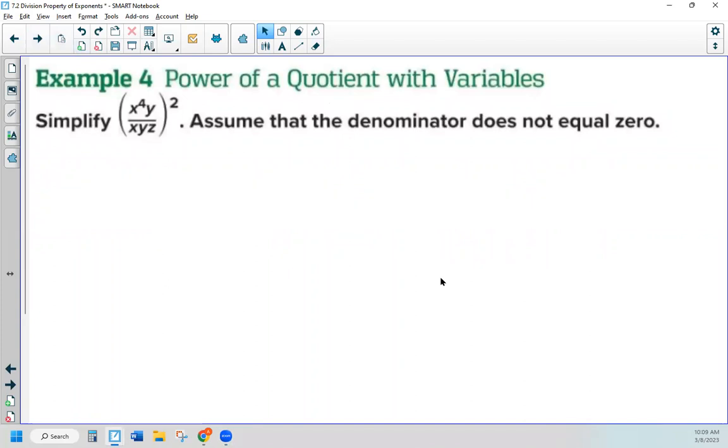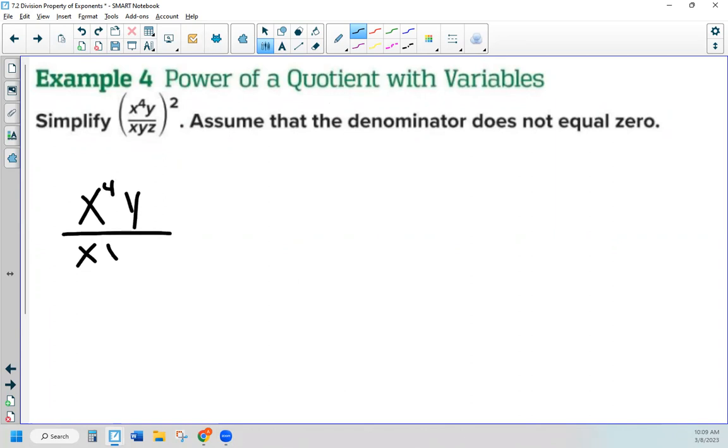Example 4. All right, example 4, power of a quotient with variables. Same idea, but now this one has a little surprise within it. It's nothing crazy, nothing new. You already know what you're supposed to know, but we haven't practiced it, so it's sneaky.